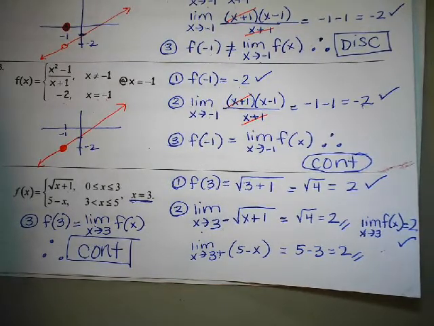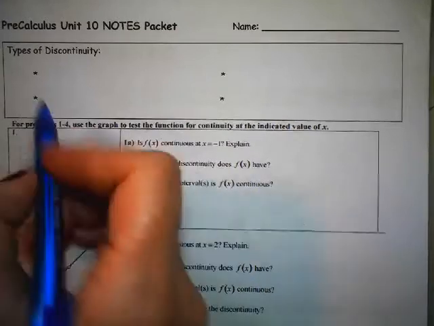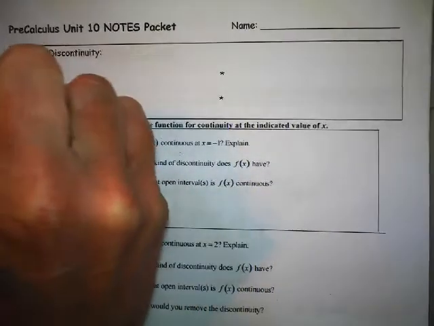All right, let's flip our paper over and talk about what happens if it's discontinuous. Okay, on the back, there's a box at the top that talks about the different types of discontinuity. And the first type of discontinuity is a type that we call removable.